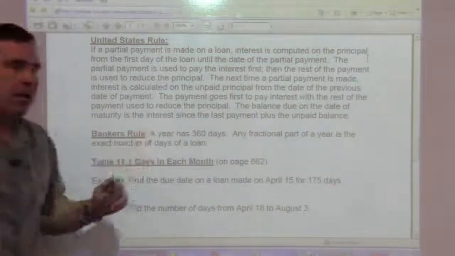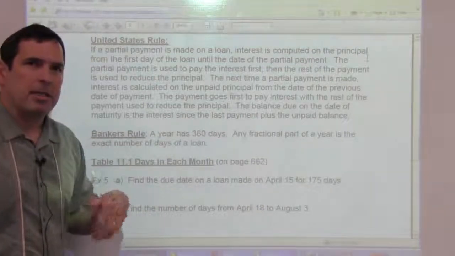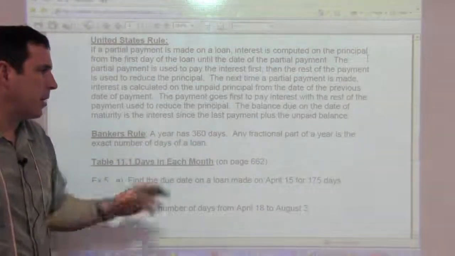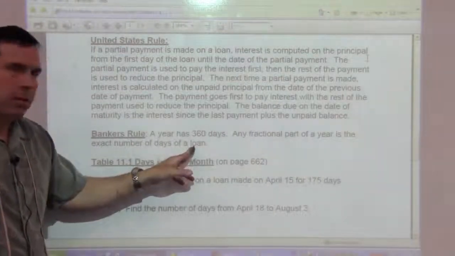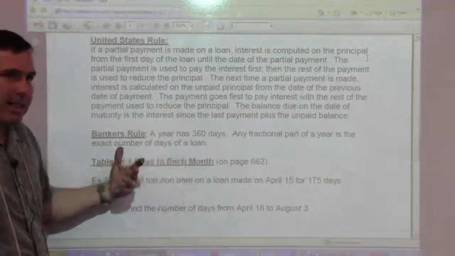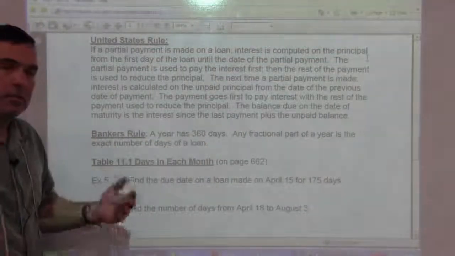Banker's rule. Banker's rule sounds kind of crazy, but a year is 360 days. It's easier for calculations and helps them out. Any fraction part of a year is the exact number of days of a loan. So if you're doing like 87 days, an annual rate, 87 over 360.